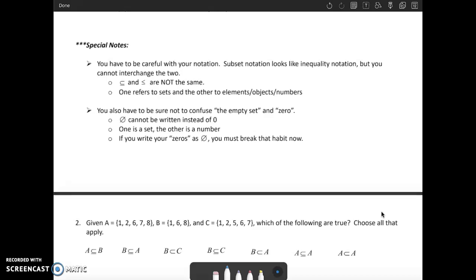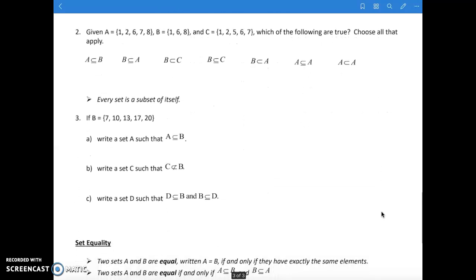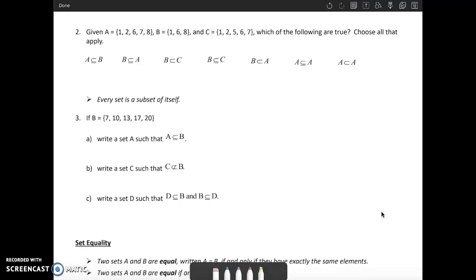So if you have a habit of writing your number zeros as circles with slashes through them, you have to break that habit now. Because if you write that, I will interpret that as the empty set, even if you mean the number 0. We will not be speaking the same language anymore, and it will be counted incorrect. So if you have that habit, try to break that right now and make a new habit. I don't know where we pick that up from, but somehow we do.